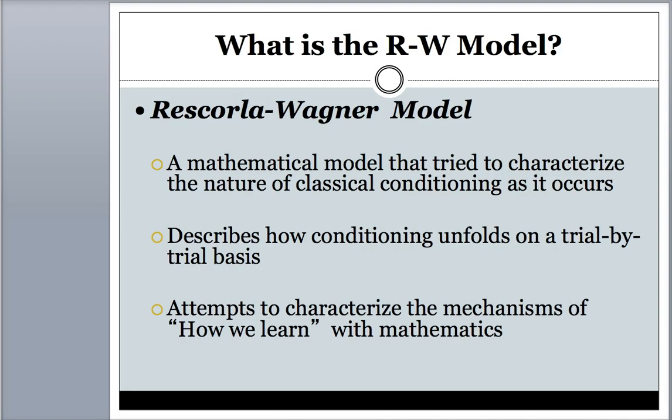It's basically, what is it? Well, it is a mathematical model that tries to characterize the nature of the process of classical conditioning as it occurs from trial to trial. So it describes how the power of the US to control behavior is transferred to a neutral conditioned stimulus on a trial-by-trial basis. So how much is learned, and what changes in terms of the power of the conditioned stimulus? How does that build from trial to trial? So it attempts to characterize the mathematics of how we learn with classical conditioning using mathematics.